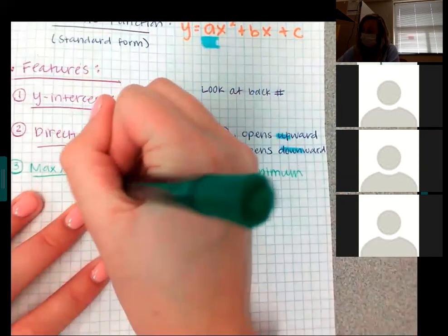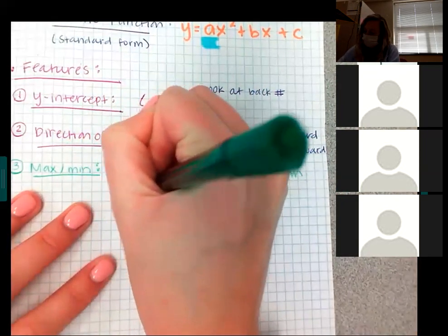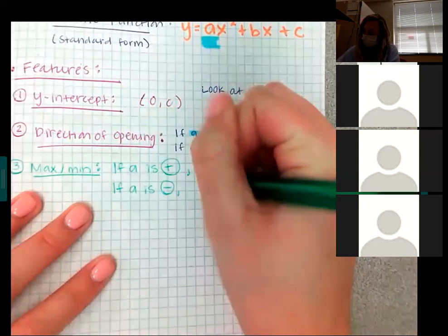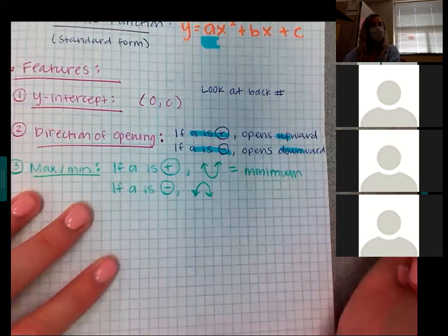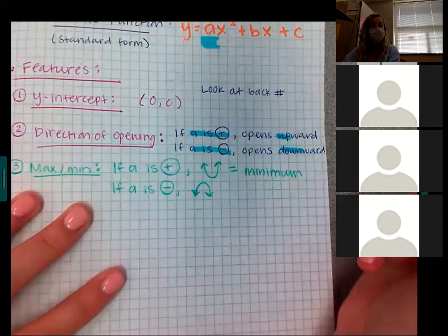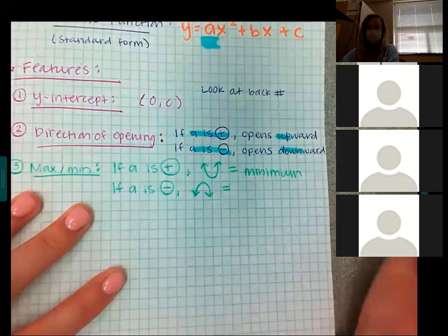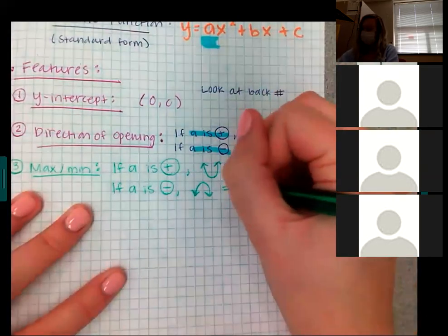All right, so that means if A is negative, you guys told me earlier, negative people be frowning, right? Which means it opens down. So if our graph is negative and it's opening down, then it's going to have a maximum. Good, Henry.